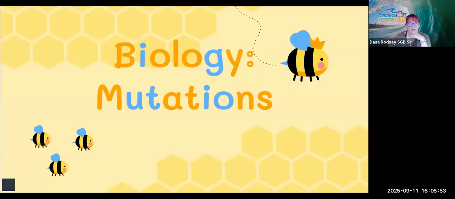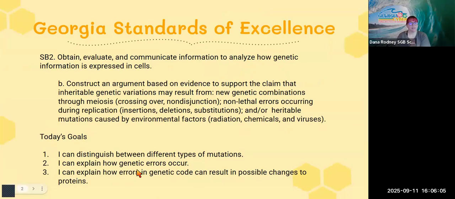All right, guys. So we are back again to continue talking about biological mutations. And now we're going to talk about mutations at the gene level instead of at the chromosome level. So we're still looking at information on how to analyze genetic information in cells and how it's expressed.